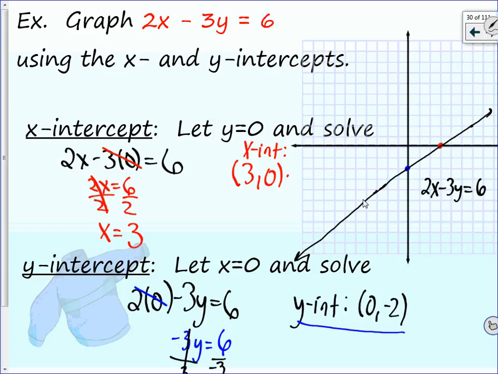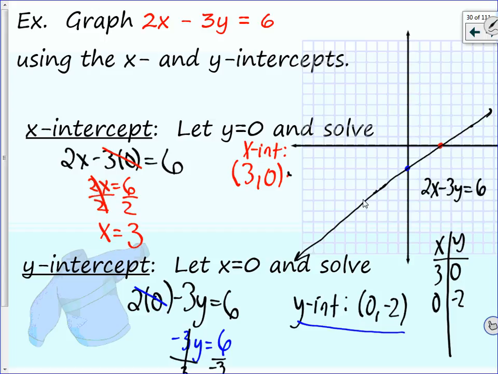The table. So if you were to use a table, we already have 2 points of the table. One point is right here, (3, 0). One point is right here, (0, -2). One thing we could do is pick another point and see if it's actually on this line, because if it is, we're in pretty good shape. So does someone want to pick an x value that they like?